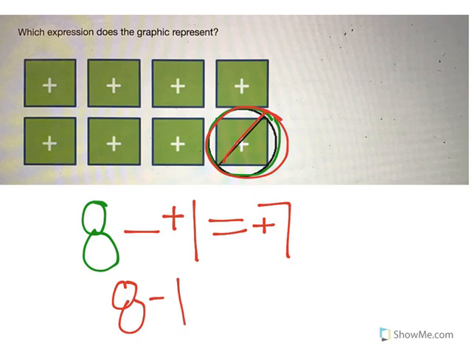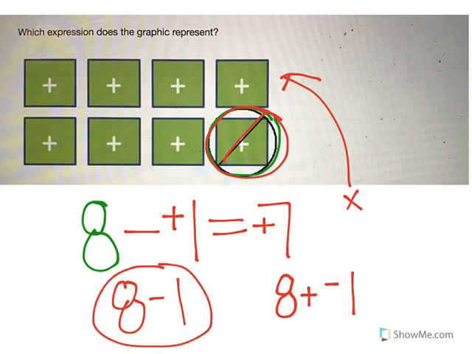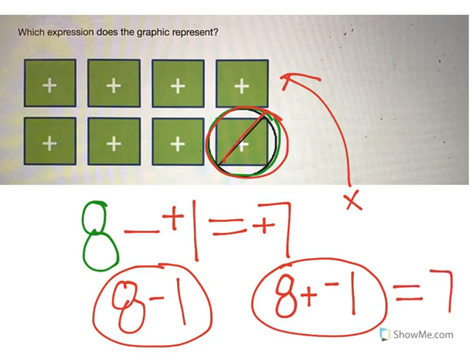And though this is not modeled, an equivalent expression is also 8 plus -1. This is not what's modeled here. But these two, 8 minus 1 and 8 plus -1, both of those would give you +7. All right, so I believe we have 2 more problems.